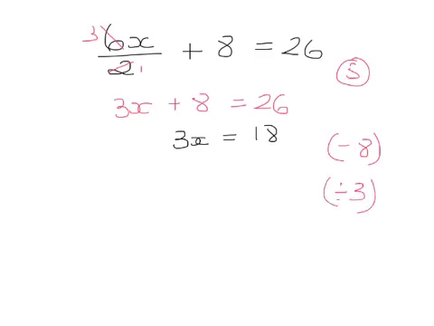So my next row down, 3x divided by 3 leaves me with x, and then 18 divided by 3 leaves me with 6. So x equals 6. So then you need to take your answer and put it back in at the start. So 6 times 6 is 36, divided by 2 is 18, plus 8 is 26. So again, I know that I'm right.